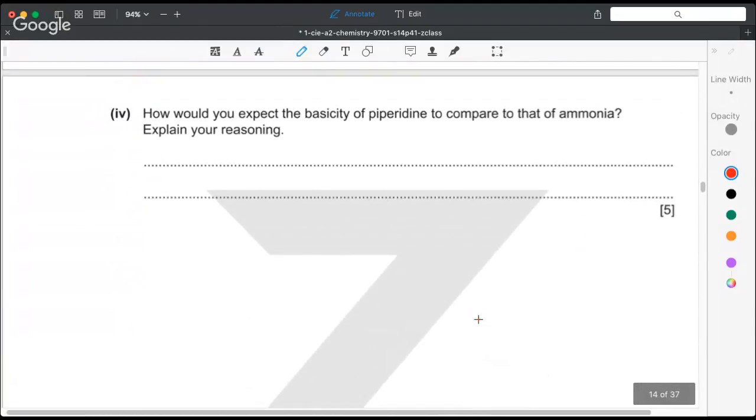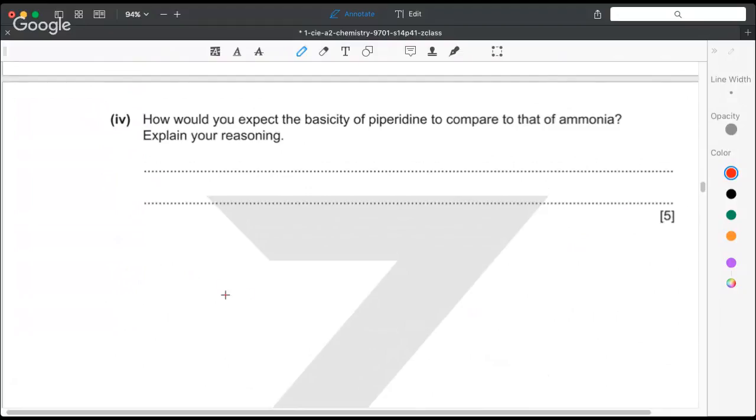Good. And then you've got to compare ammonia, which also has a lone pair of electrons, so it's a weak base, to the compound in the question, and we've already said that that's a secondary amine. And your question is, which one actually is a stronger base? Is it ammonia or is it this?